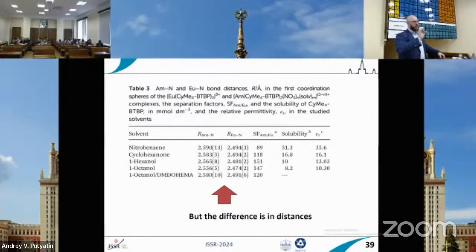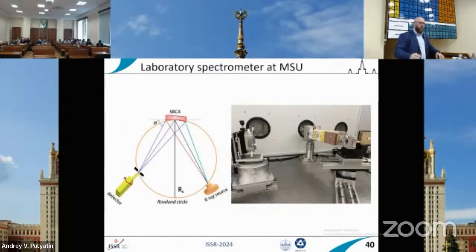And also, if you have a monocrystal, so solid phase, it doesn't mean that you have the same speciation in the liquid phase, because they're different aggregation states. So this technique, X-ray absorption spectrometry, can give us information directly from the liquid phase, and it is very important.